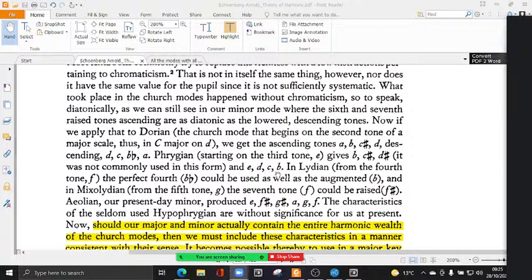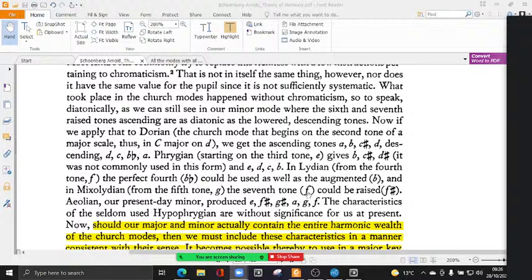In the Lydian, from the fourth tone, the F, the perfect fourth, the flat. Yes, you alter it to transform it into the major. It could be used as augmented as well, if you transform that mode into the Lydian. And the Mixolydian from the fifth tone, starting on G, you can use the seventh tone raised or not, F sharp or F natural.